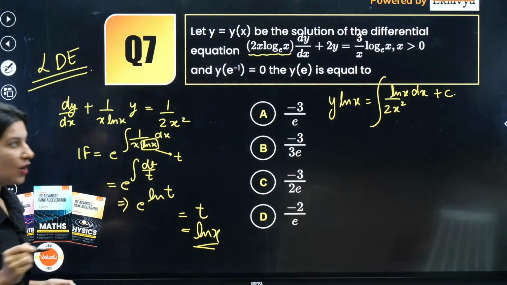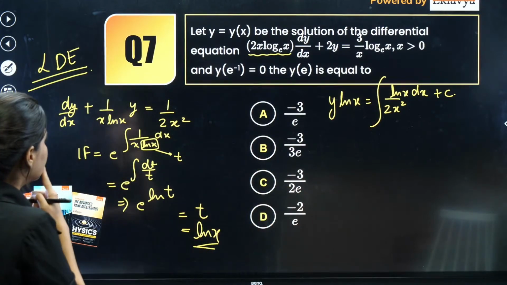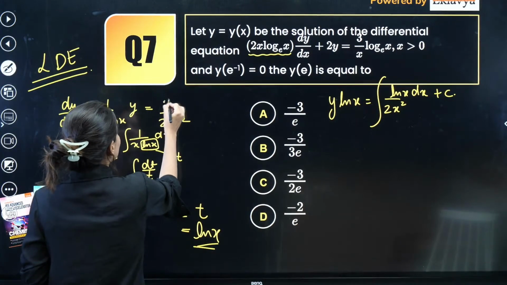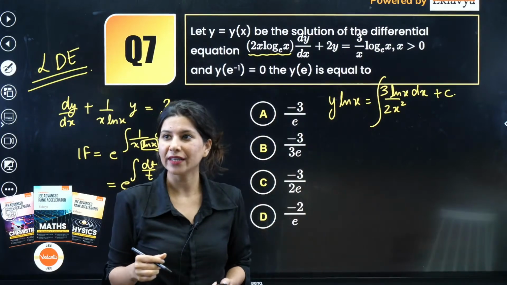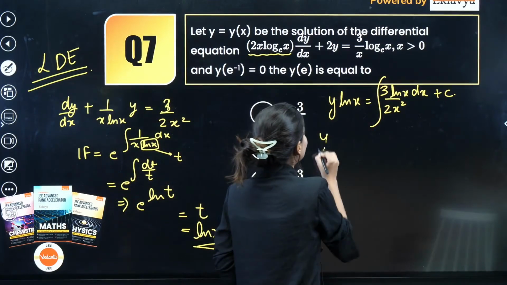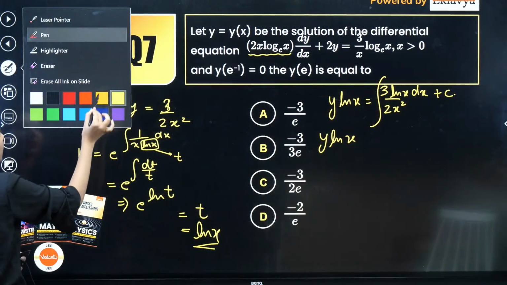Okay, all right. So this is it. And now, sorry, we are having 3 as well. Why have we missed 3? 3 is there. Okay, 3 by 2x square log x dx, right? And now y of log of x. Now I will be applying integration by parts over here.